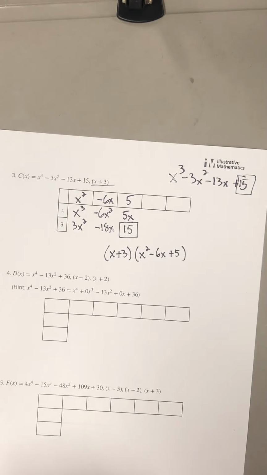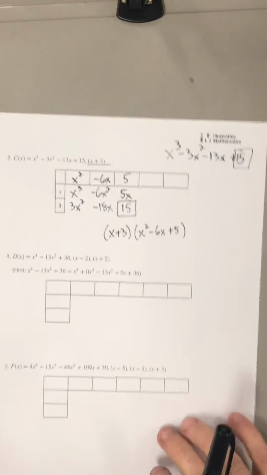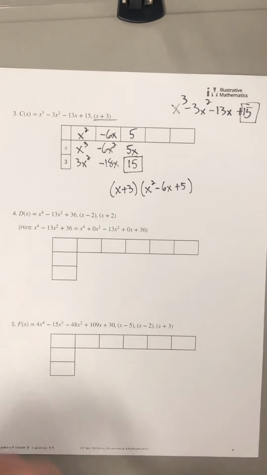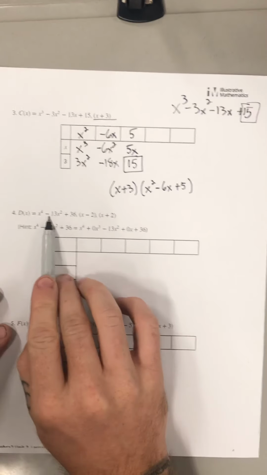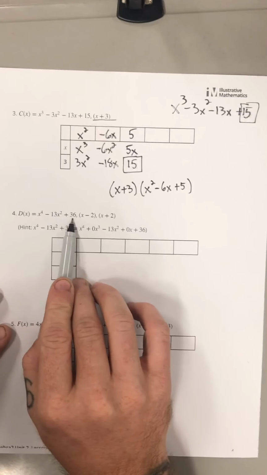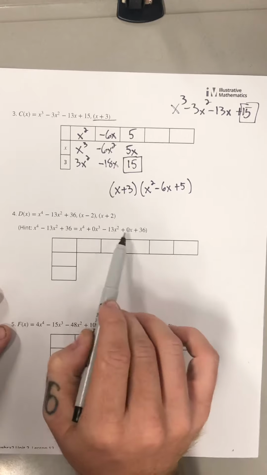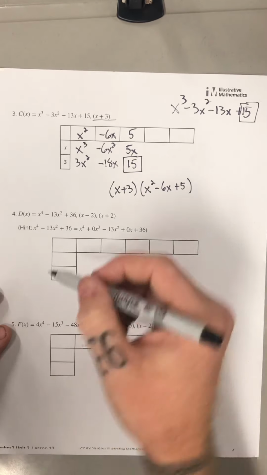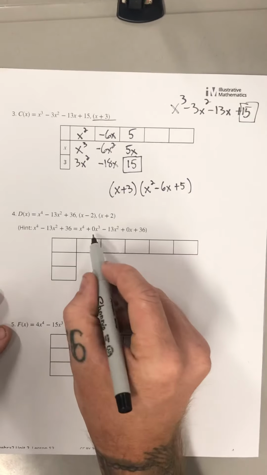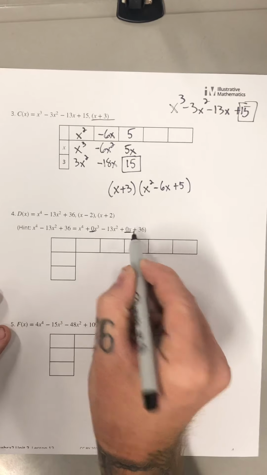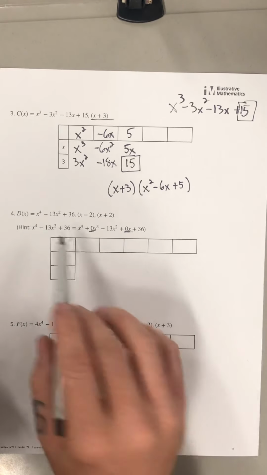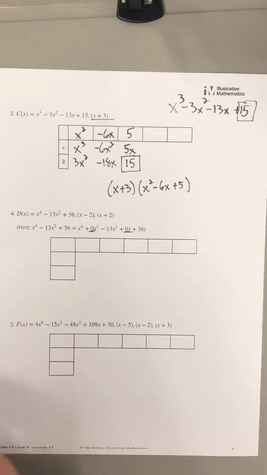All right, number 4 is a tricky one. They gave you a hint, and I'm just going to explain that hint a little bit. So if you look at this, it goes x to the 4th minus x squared plus 36. So we're missing x cubed and just a single x. So when you're referring back to the original polynomial, you have to refer to those as 0. And you'll see what I mean here in a minute, okay? So I'm just going to use this. I'm not going to rewrite that because it's a little confusing.